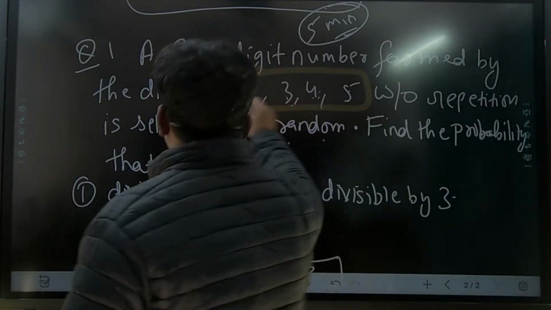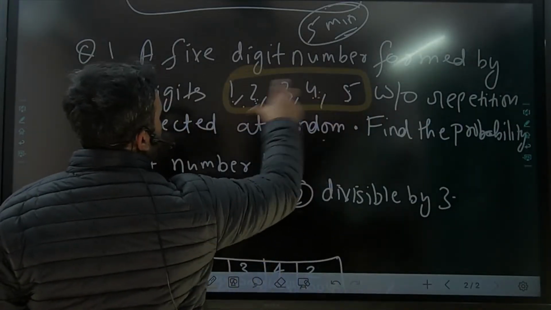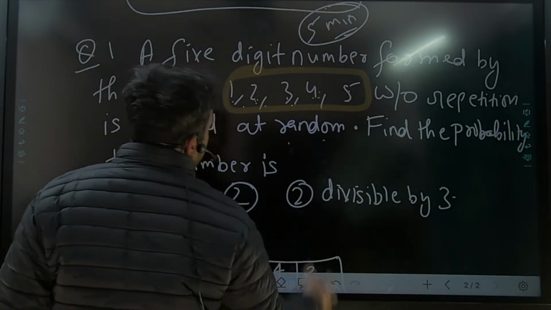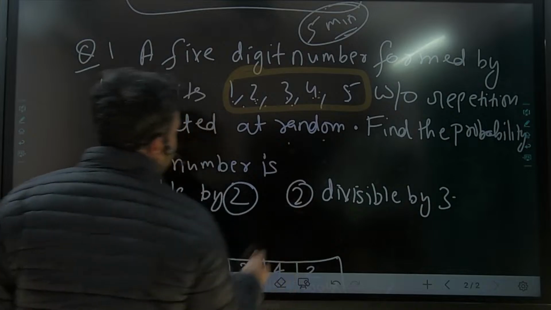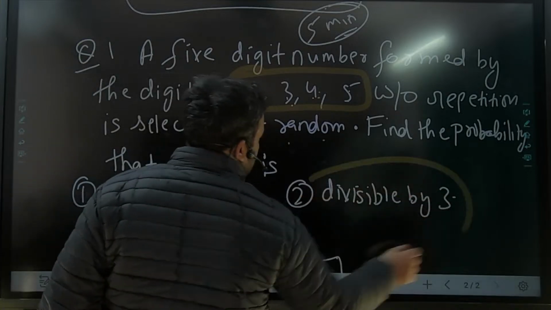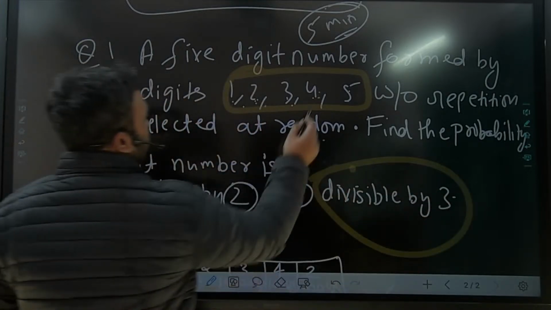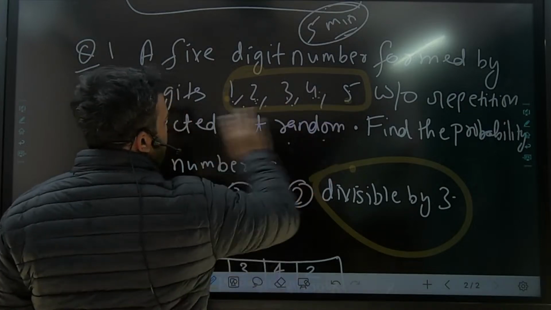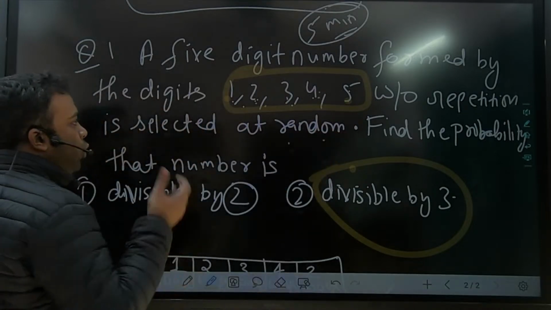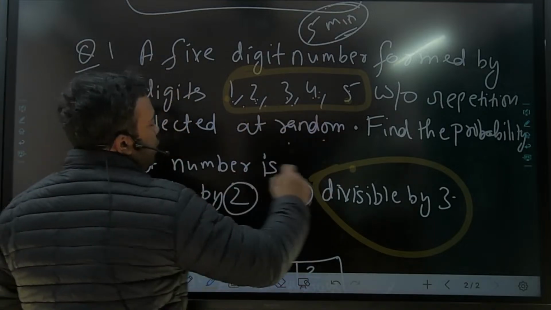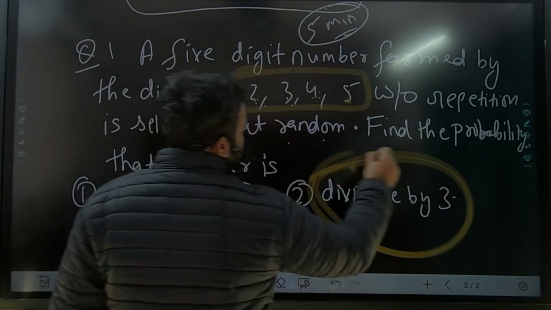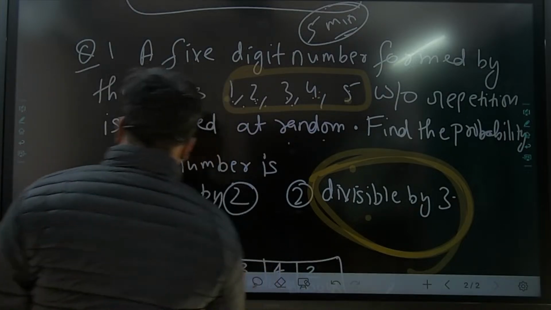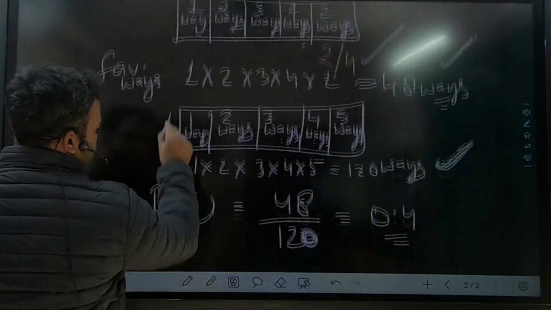When the summation is totally divisible by 3, it doesn't matter how you arrange this. The summation of this 5-digit number will always be 15 only, and that is divisible by 3. So it's a sure event. The number will be divisible by 3 only. Whether you keep 5 first, 1 last, 3 here, 2 here, doesn't matter. If you sum all the digits, you're going to get 15 only. So the number will be divisible by 3 only. So it's a sure event to happen. So probability will be 1 here.